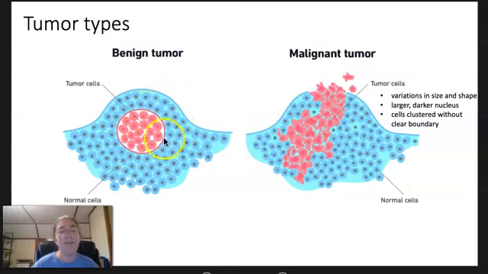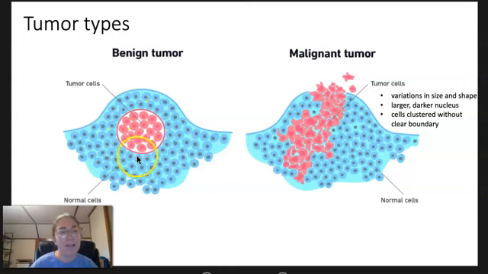And tumors can be either benign or they can be malignant. So benign tumors are sort of just out of control growth. You get too many cells, but the cells themselves are not really abnormal. So in this cartoon diagram here, you have normal tissue cells in blue, and in red we have the tumor cells. These are cells that have been mutated in some way and now are growing out of control. But they're not terribly atypical, so they look very much like the normal tissue cells. There's just a lot of them.